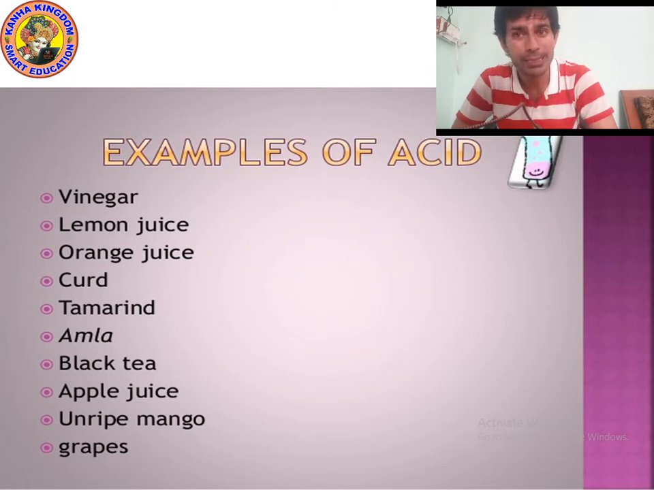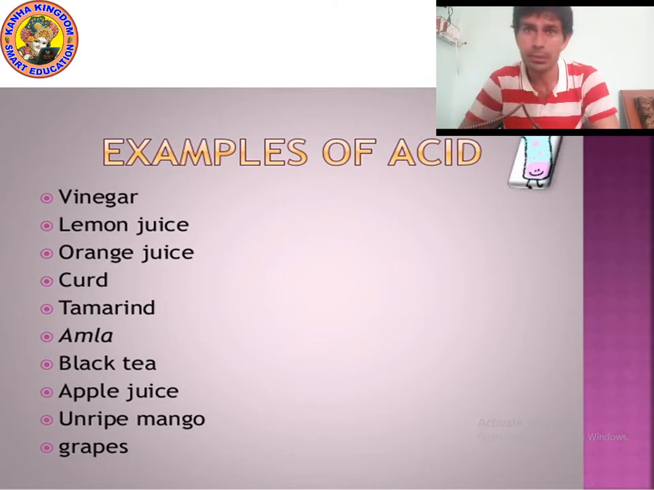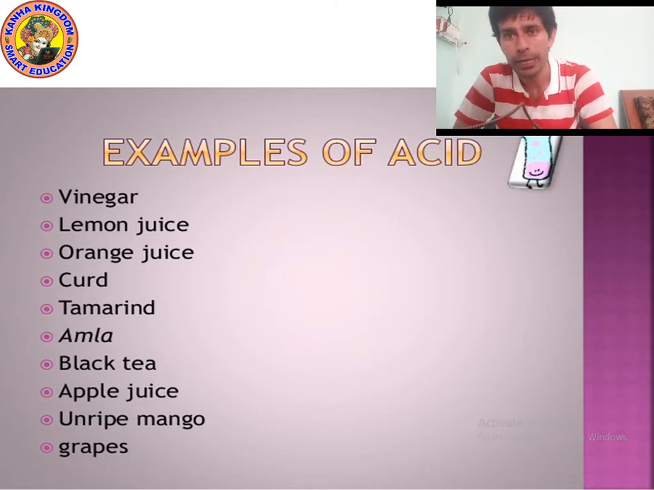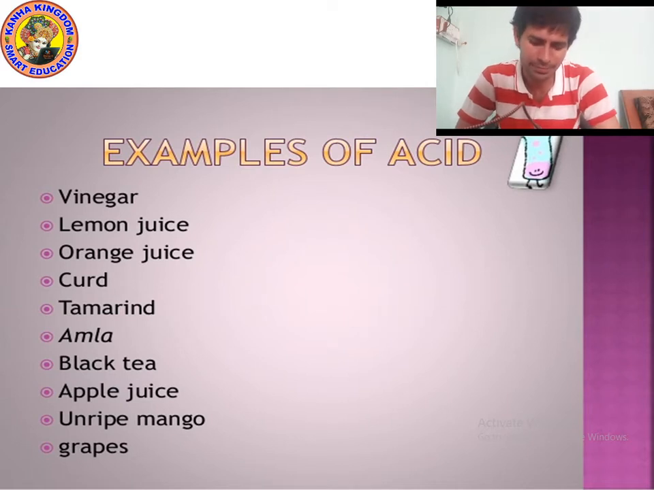Unripe mango, kacha mango, raw mango, kiwi also contains acid. Grapes also have acid. So vinegar, lemon juice, orange juice, curd, tamarind, amla, black tea, apple juice, unripe mango, grapes, all these contain acid. Please write down. I am giving you a few seconds.